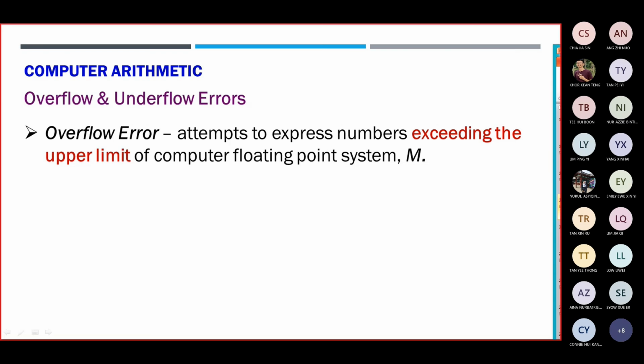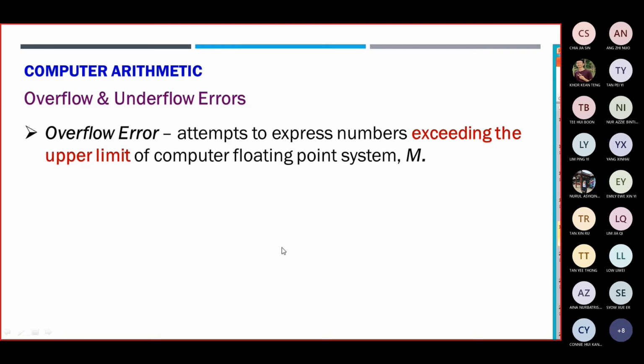Now overflow means the number you calculated has exceeded the upper limit, which is m, determined by the computer system. So what will happen? Your system will collapse, and then it will be stopped. So we call it exceeding the upper limit. This causes your system or the operation to be stopped, and it gives some error.